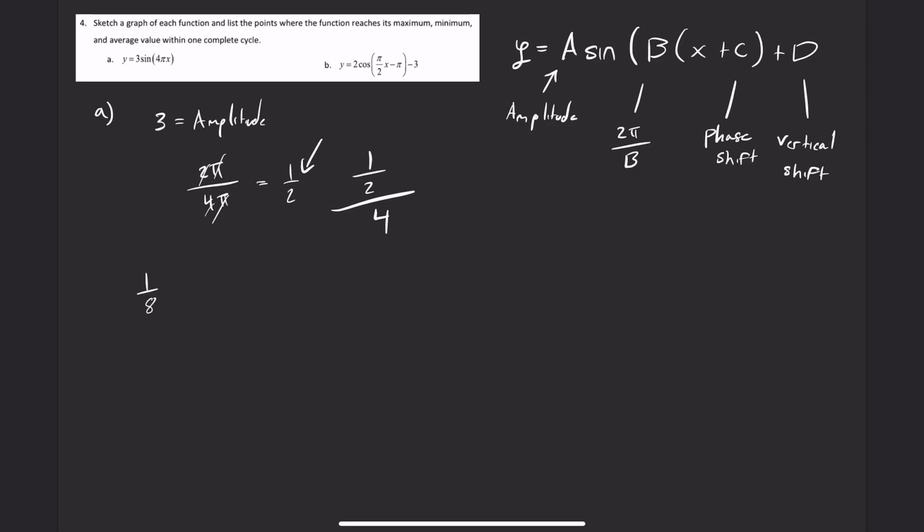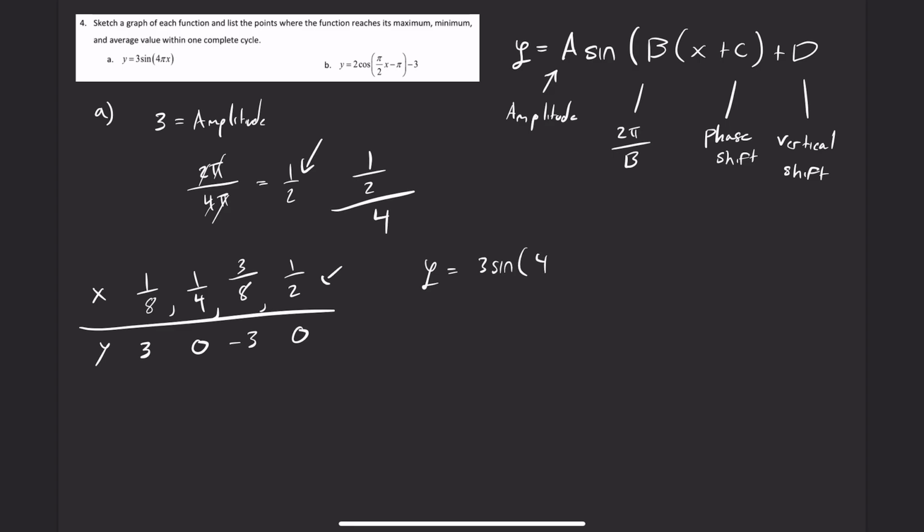And now what you want to do is add 1/8 to 1/8. And we'll get 1/4, and then we'll get 3 over 8, and we'll finally get 1/2. So now we have 4 points that we can plug into our equation. These will be our x's, and for corresponding y, this will be 3, this will be 0, this will be -3, this will be 0. And you just plug this in as your x in the equation. Y equals 3 sine 4 pi x. So you'll just plug it in here.